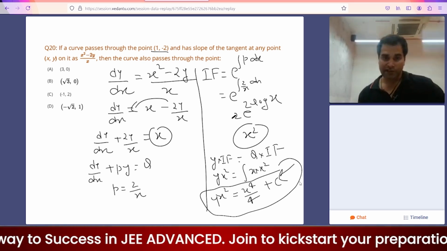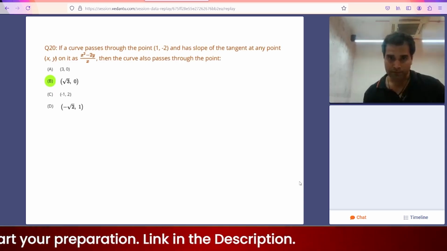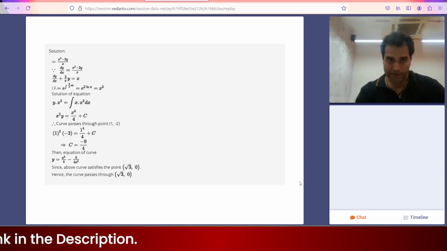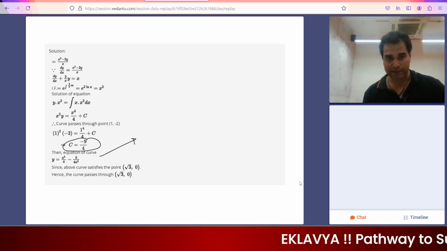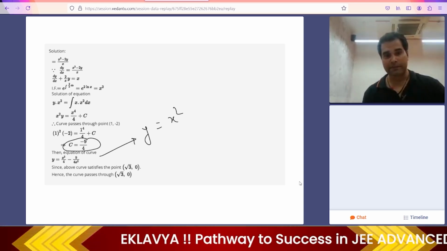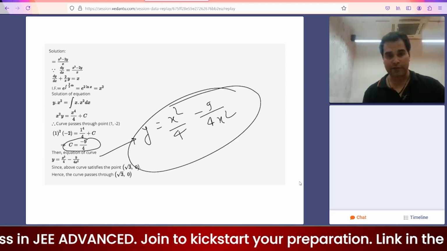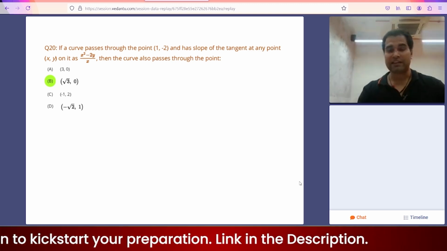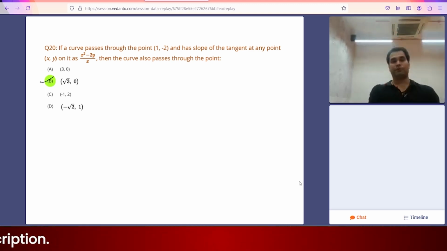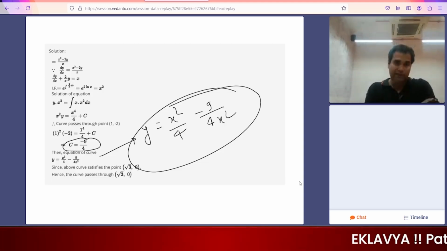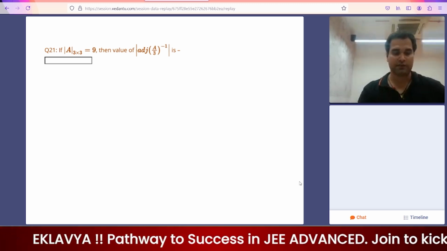Here we will find c, put x equal to 1 and y equal to minus 2. And here we will find c when we put x equal to 1, and minus c is equal to minus 9 by 4. And here we will get the final answer y equal to x square by 4 minus 9 by 4. We will check which of the following options satisfies the equation. Option B satisfies the equation, hence B is the correct answer.